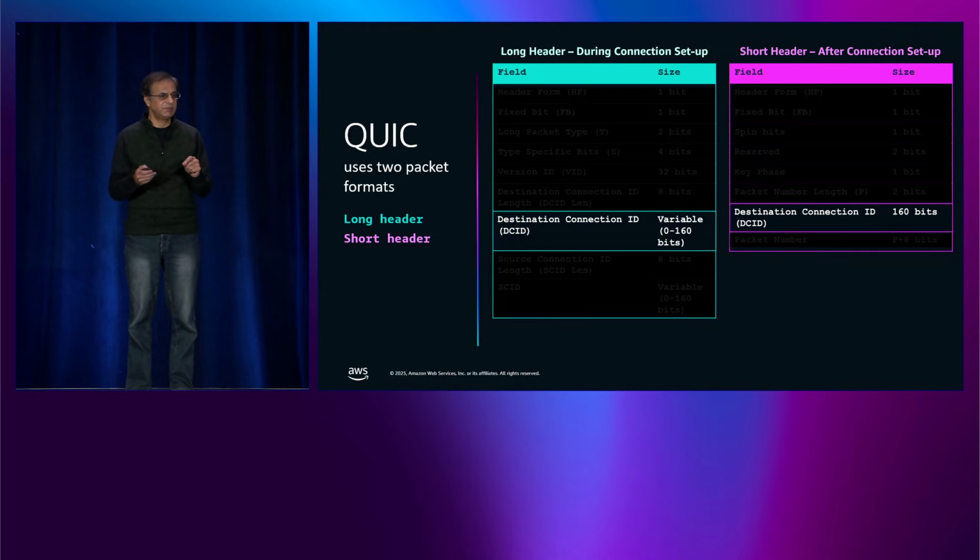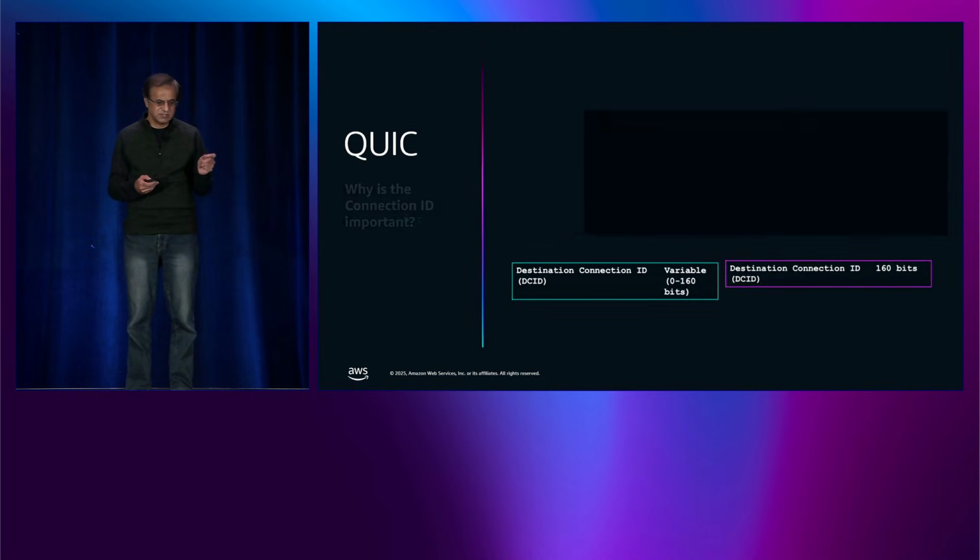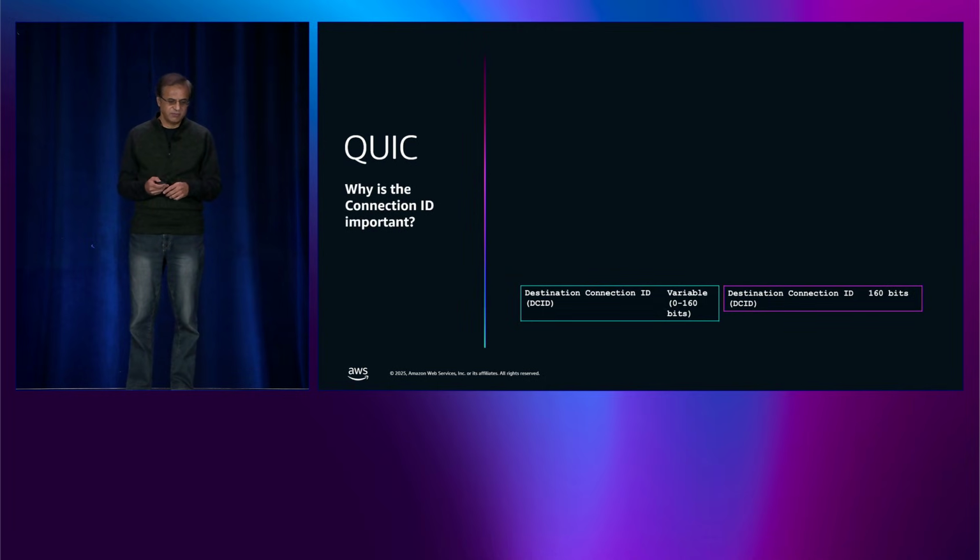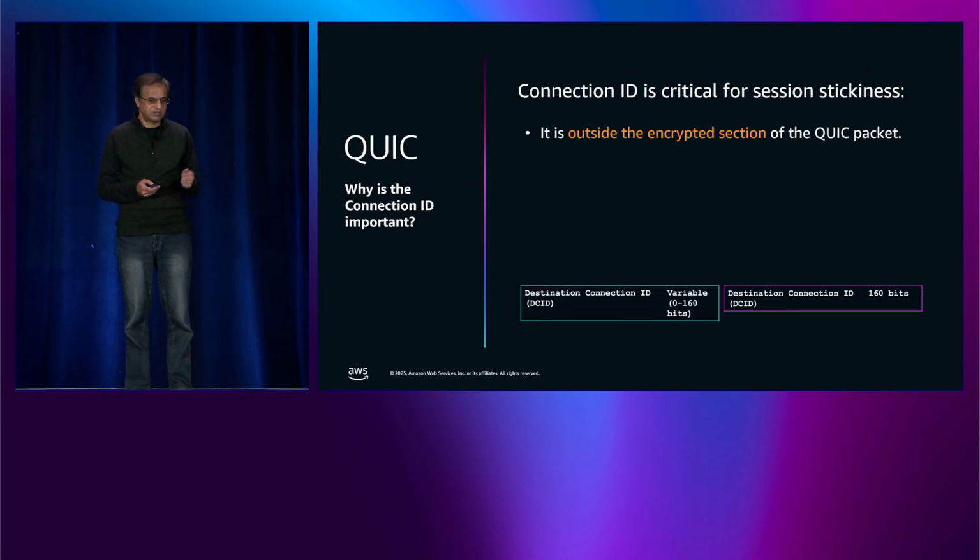But the commonality between the two is what is called the destination connection ID, or DCID. It's a field that's 160 bits, which is 20 bytes. And why is this field important? This field is important because it maintains session stickiness. It is outside the encrypted payload of the QUIC packet, so the load balancers can see it.